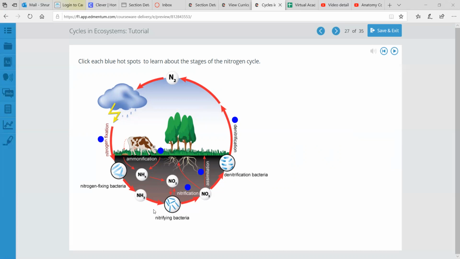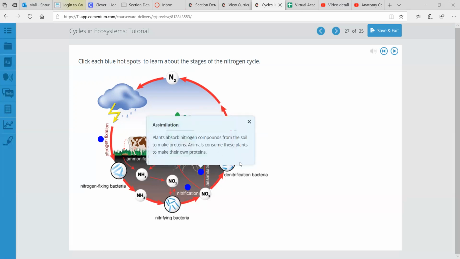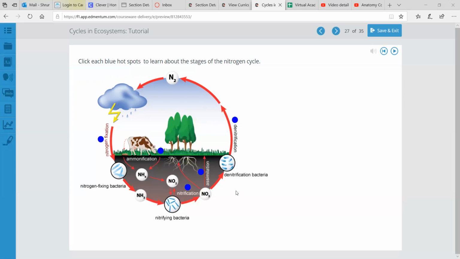So you see that things aren't completely converted into one form or another. We have nitrogen gas converted into ammonia and then converted into nitrogen and oxygen containing compounds known as nitrates and nitrites. And then the plants absorb nitrogen compounds from the soil, make their proteins, and then the animals eat those plants and they're able to make their proteins. And then the remaining nitrates and nitrites are turned back into nitrogen gas.